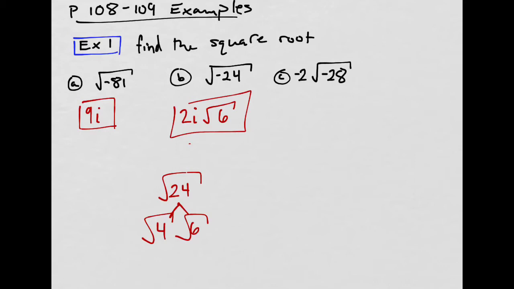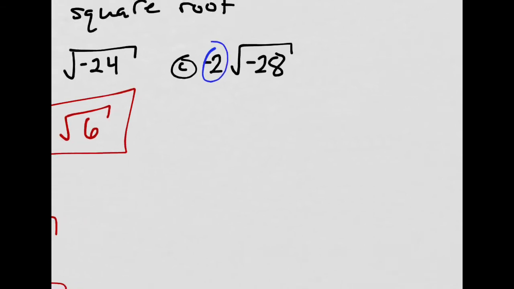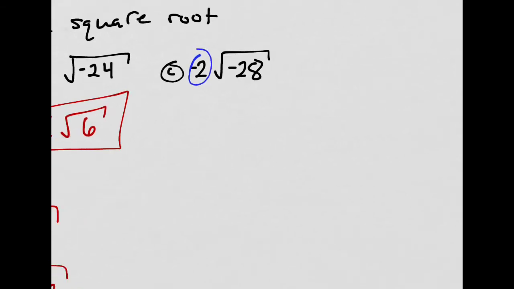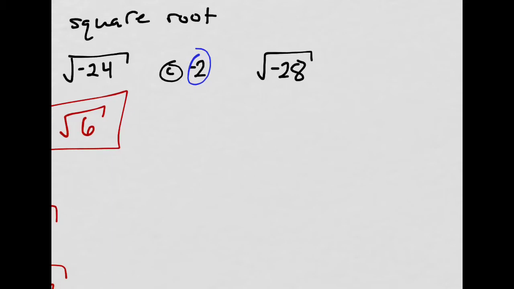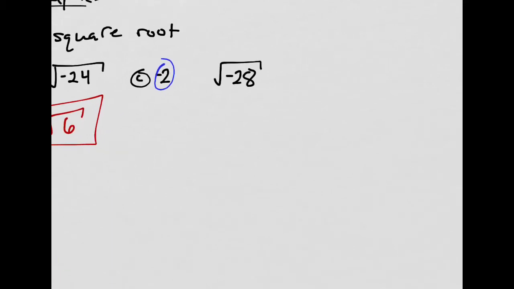Alright, let's do the same thing. You know what, let's circle this, because I'm going to ignore it for now. And we're going to do the same exact thing. In fact, you should probably pause it and try it on your own. 28. How can I rewrite 28? Well, first of all, there's going to be an i on the outside. But how can I write 28 as a perfect square times something else?